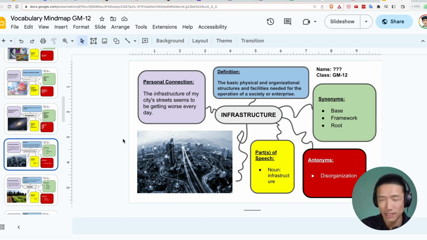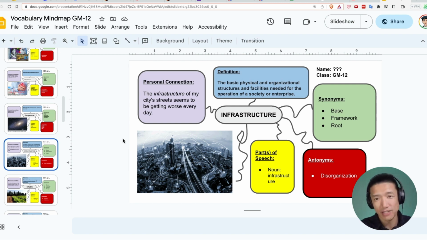This is like one of the biggest problems we're going to have. There's too many cities. Not enough taxpayer money. Cities are better than rural areas for infrastructure because there's more people, there's more taxes, there's more money spent on infrastructure. But yeah, the basic physical and organizational structures and facilities needed for the operations of a society or enterprise.